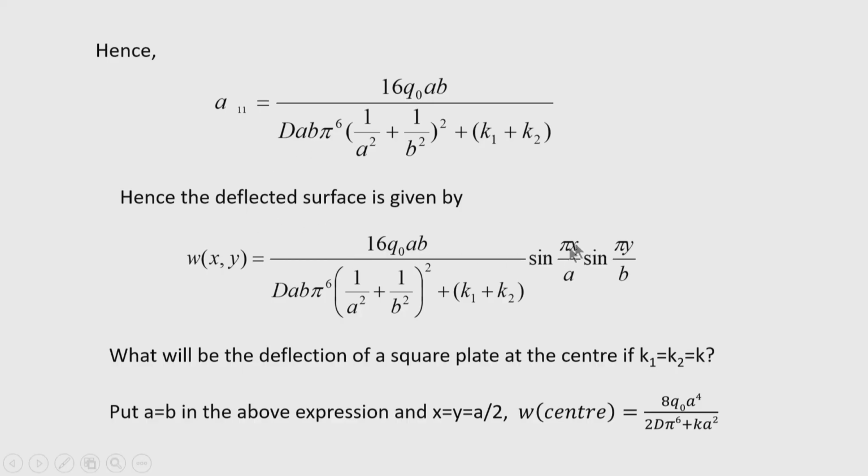So, the deflected surface of the plate can now be written in this form with the variable sin pi x by a into sin pi y by b. Now, if these two springs are of the same stiffness, the spring constants being the same, and we are interested in calculating the deflection at the center, where the coordinate is x equal to y equal to a by 2, then w at the center will be equal to 8 q naught a to the power 4 divided by 2 d pi to the power 6 plus k a square. So, this is the maximum deflection of the plate in that case.